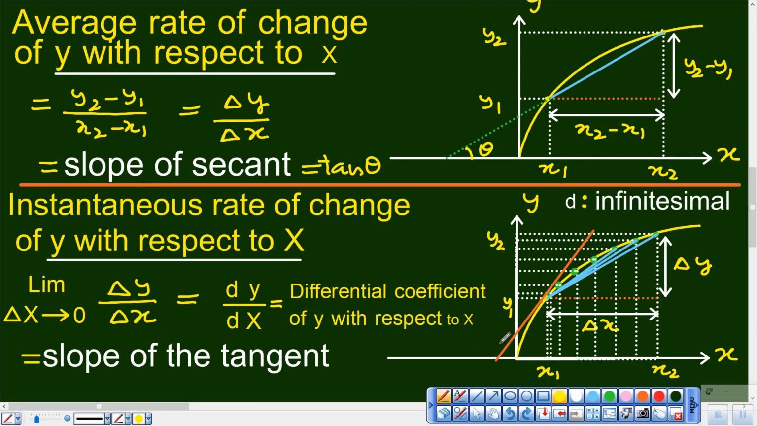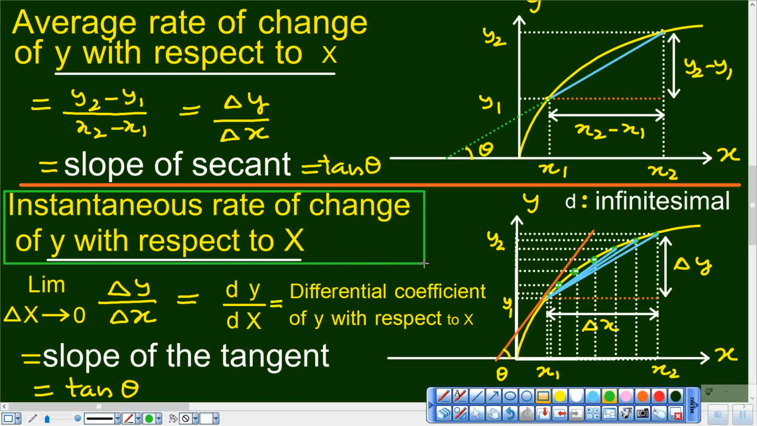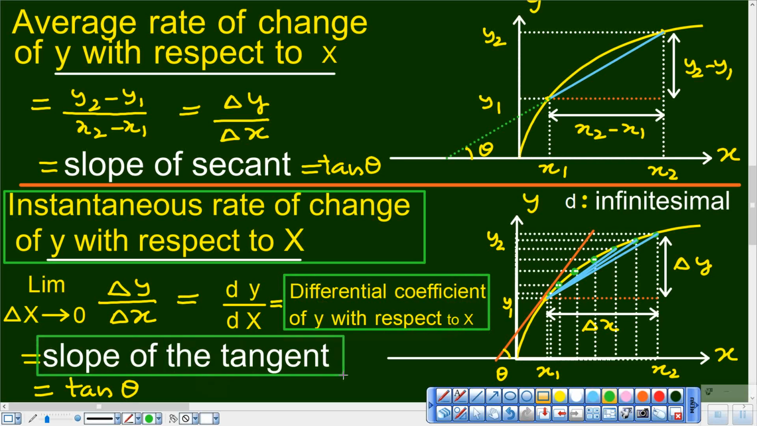And if this angle is theta, which I'm writing here, then of course the same thing will be equal to tan theta. Will it be equal to tan theta or not? The point that I wanted to drive home was this. Again, notice carefully that the instantaneous rate of change of any quantity with respect to another is the differential coefficient of that quantity with respect to the other, which is nothing but the slope of the tangent in the curve. This is what I want to highlight here, and notice it carefully.